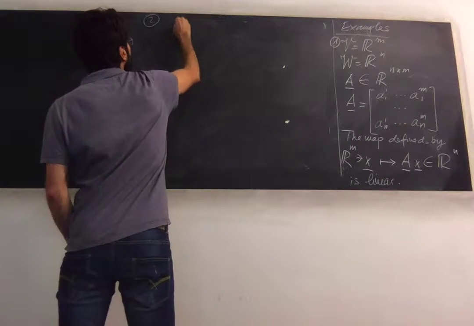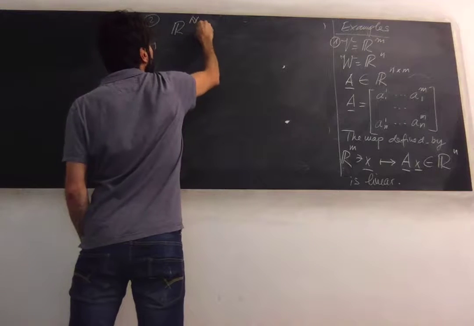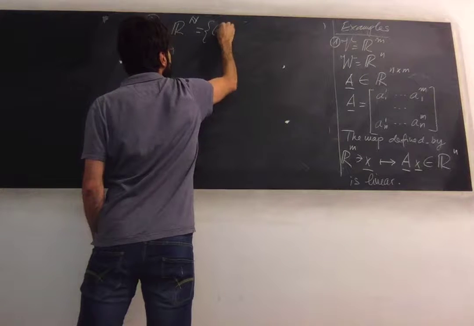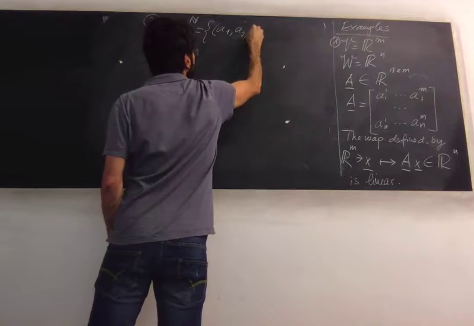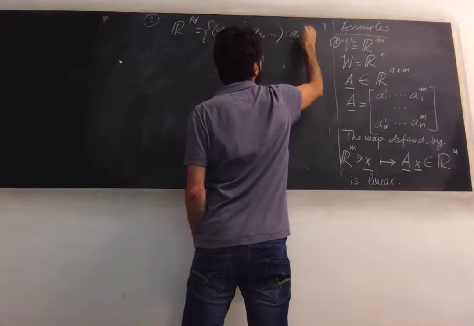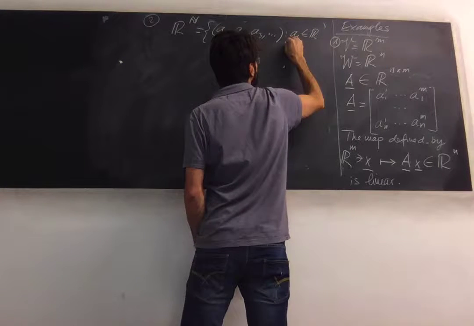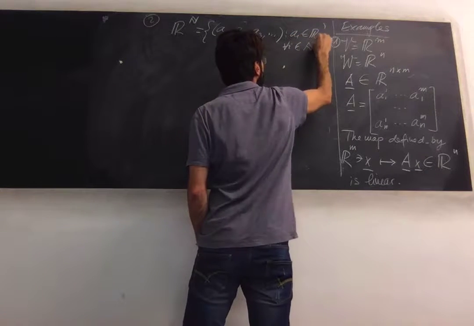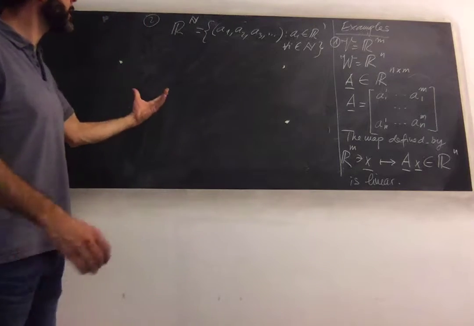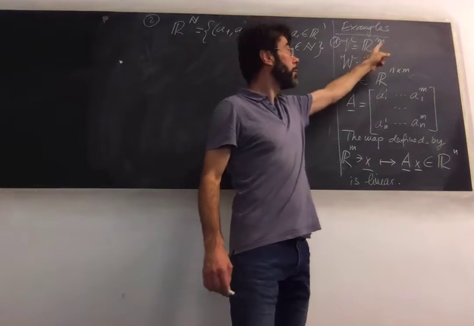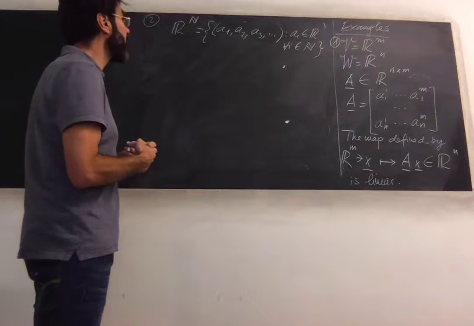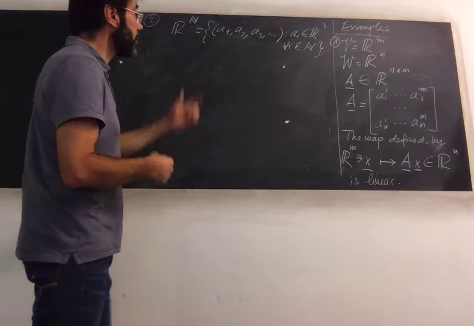Let's take R^N. I'll remind you, this is the set of all sequences a1, a2, a3, etc., such that a_i belongs to R for all i in N. That's why we write it like this, R to the power N. It's also a kind of generalization of R^n when the power becomes infinite. This is the rigorous way of doing it. So there's nothing wrong with this space.